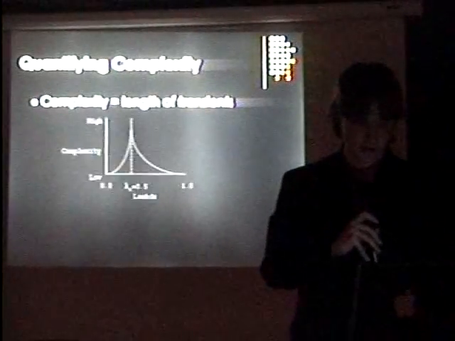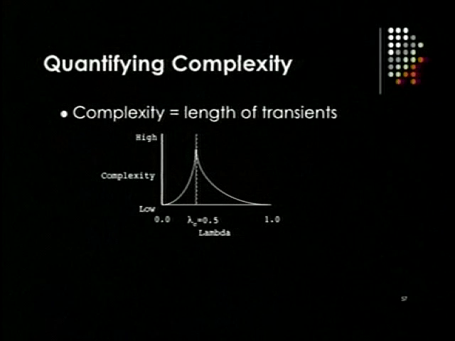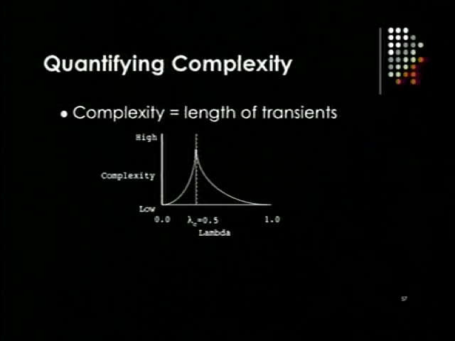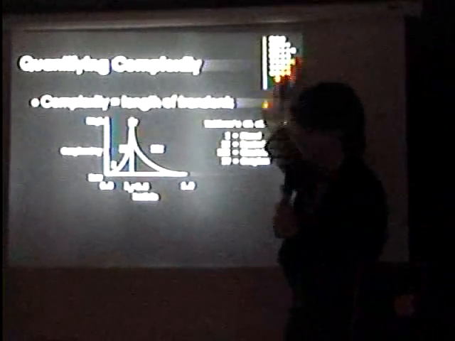So, quantifying complexity. This is basically what we found. If you define complexity as the length of transients, not bad. You basically find that it asymptotes at 0.5. And for those of you who are interested in Wolfram classes, you get those too: Wolfram class 1, class 2, class 4, and class 3. If you don't know what this is, don't worry about it.